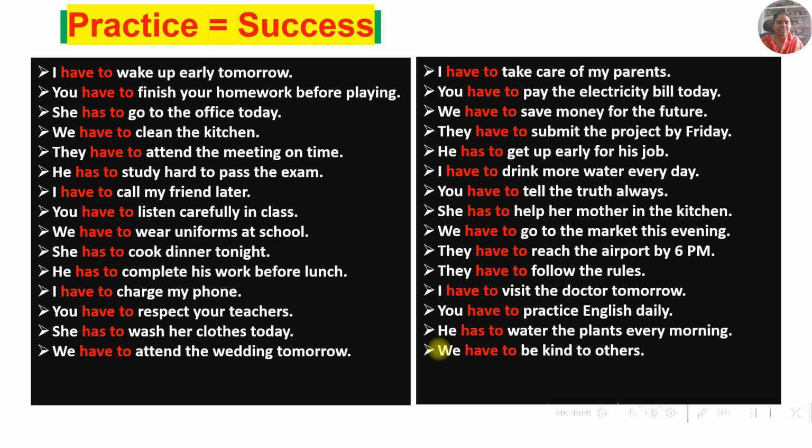I have to charge my phone. You have to respect your teachers. She has to wash her clothes today. We have to attend the wedding tomorrow. I have to take care of my parents. You have to pay the electricity bill today. We have to save money for the future.